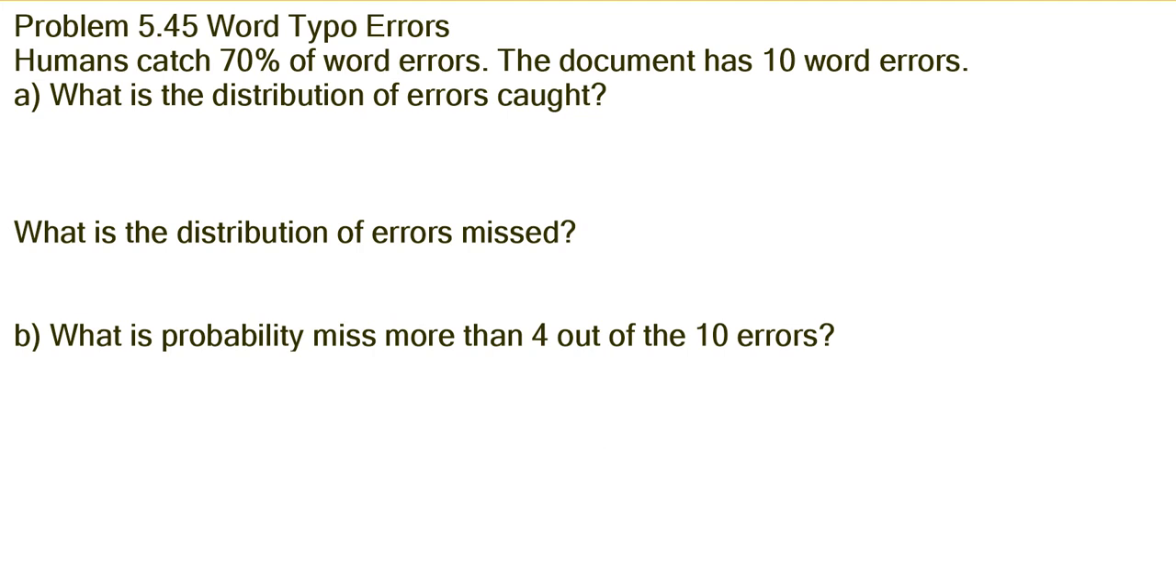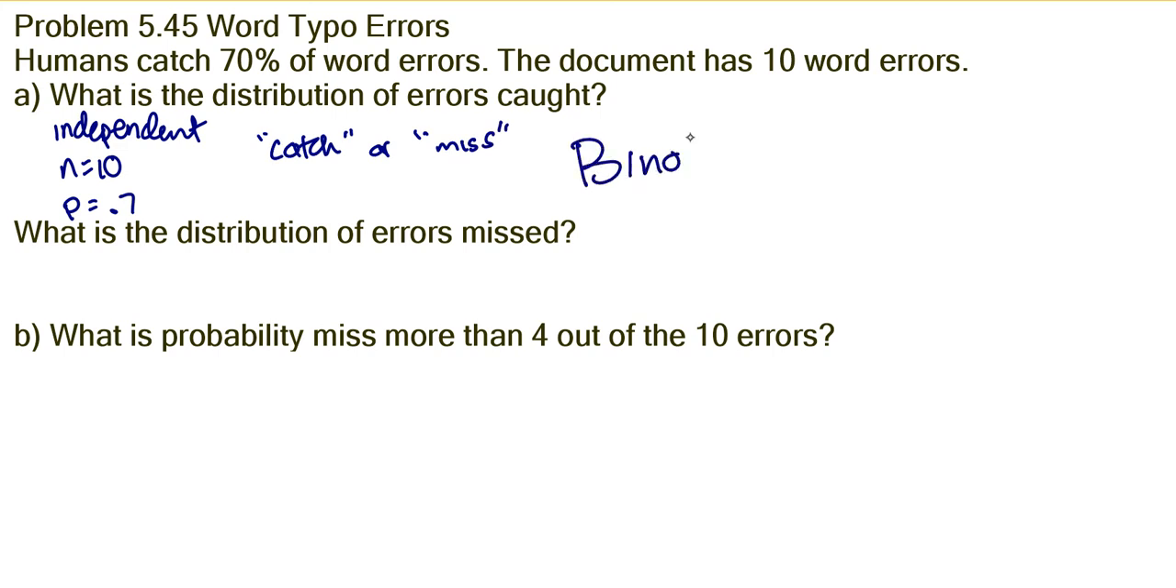So looking at this, it would be a binomial distribution, because each error should be independent of the next one. Like if you miss one, that shouldn't affect whether or not you miss the next one. So we could say they're independent. We know that there are 10 possible errors to choose from. We know the probability of catching each error is 0.7. And you either catch it or you don't. So either catch or miss. So those are our qualifications to be a binomial. So this would be a binomial.